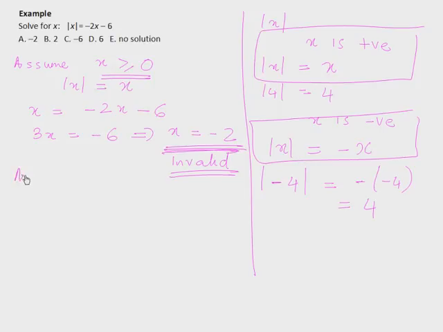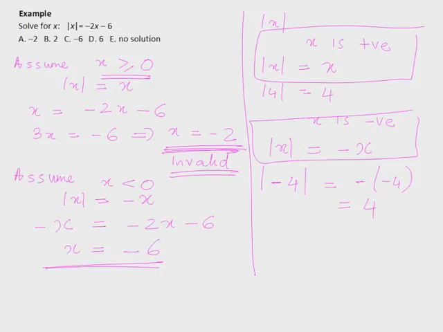So next I'll assume x less than 0. Now if I'm assuming x less than 0, then the absolute value of x is negative x. So this is what I'll use in the equation. So the equation becomes negative x is equal to minus 2x minus 6. And I can solve for this. Take the minus 2x on the other side, it will become x is equal to minus 6.